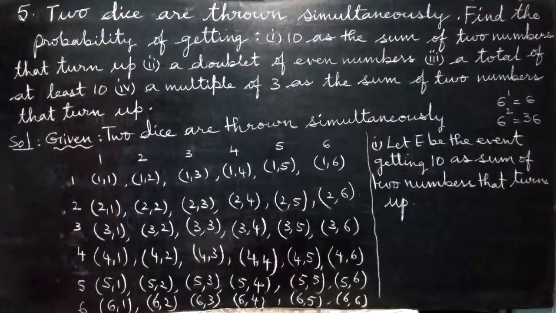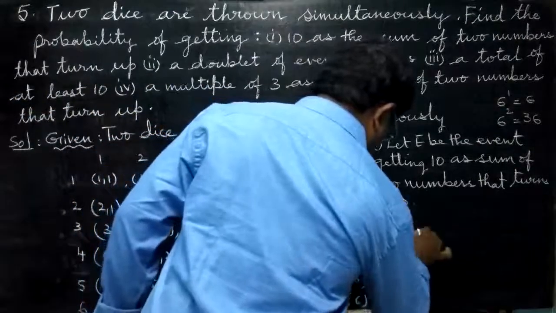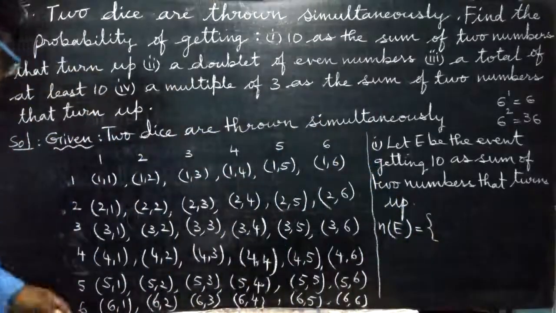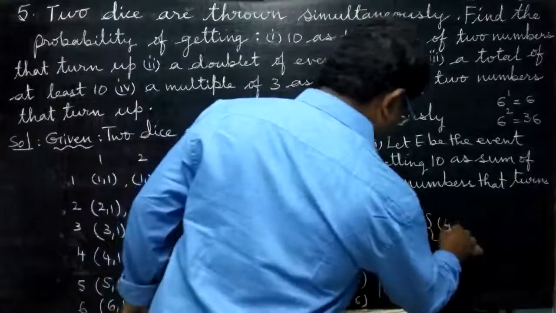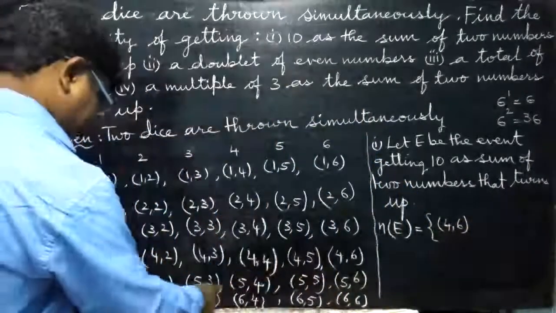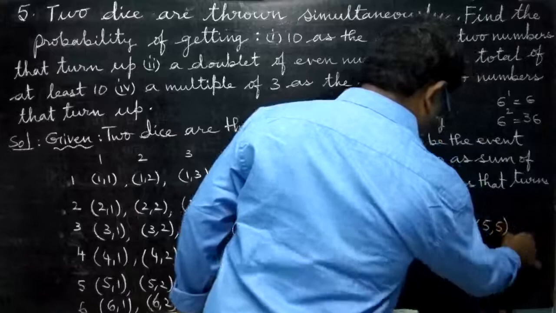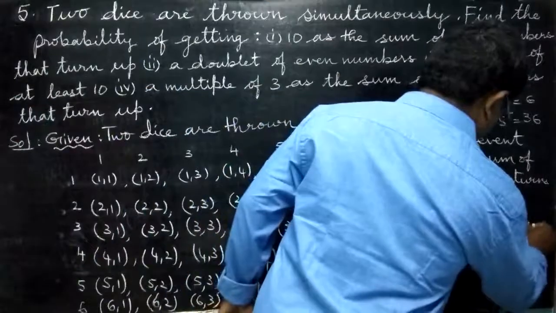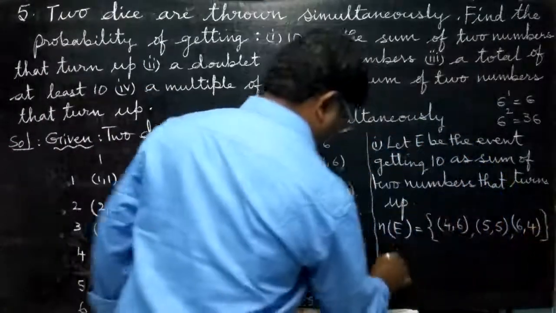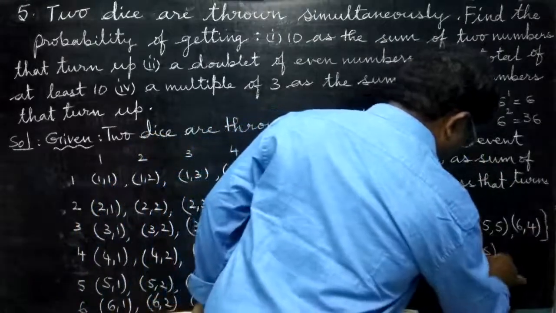So see, the sum should be 10. Now n of E is equal to, how many are coming? 10 should come. 4 comma 6, 4 plus 6 how much? 10. Next 5 comma 5, 10. Next 6 comma 4. So n of E we got 3, n of S is 36.